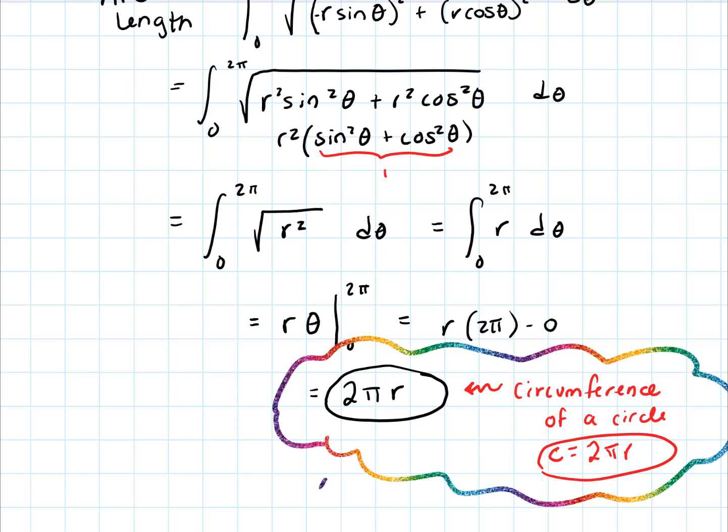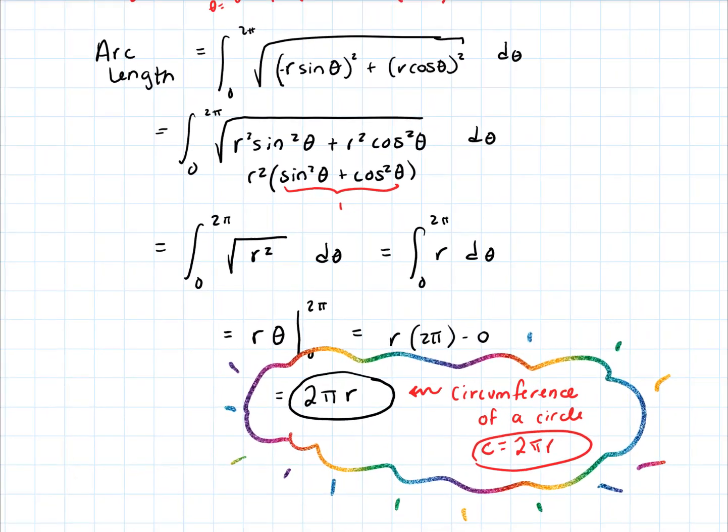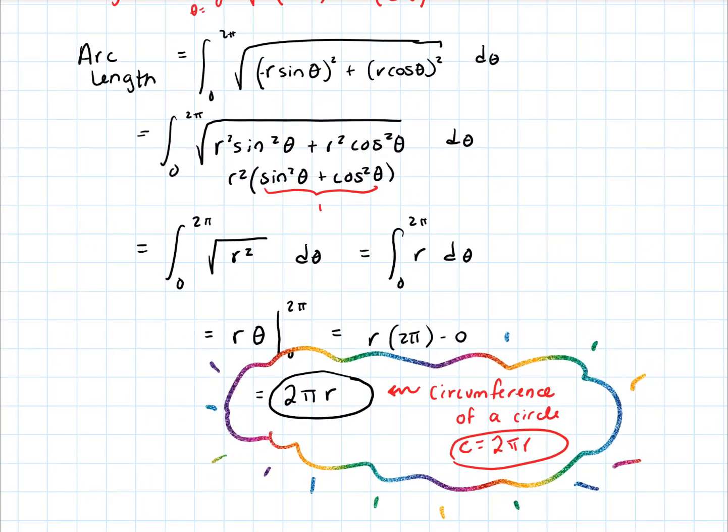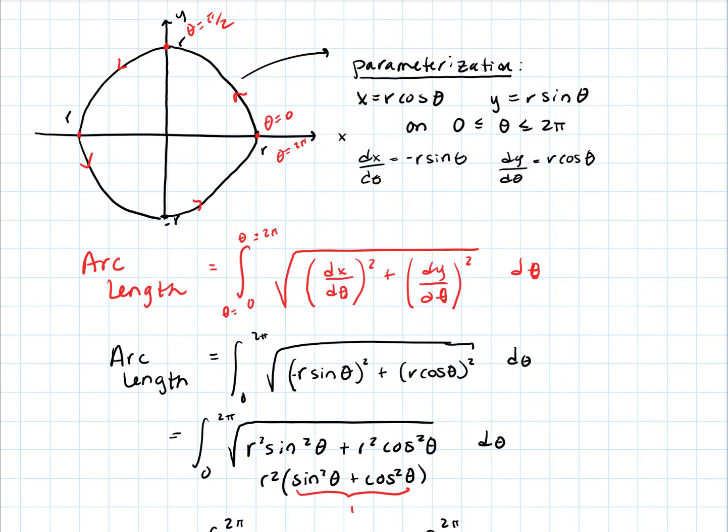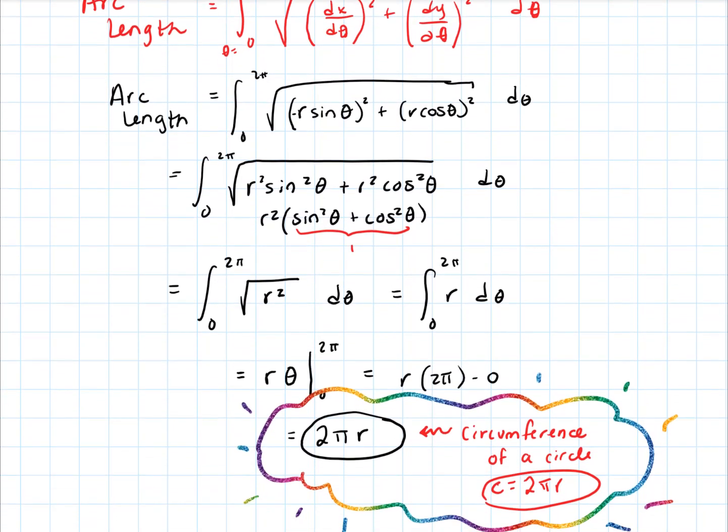That deserves some rainbow fireworks. Okay, so we've just proven, using an arc length formula, the formula for the circumference of a circle. And so that's simply using a parameterization and a little bit of calculus with the arc length formula and some integration here. And we can show that it's 2 pi r.